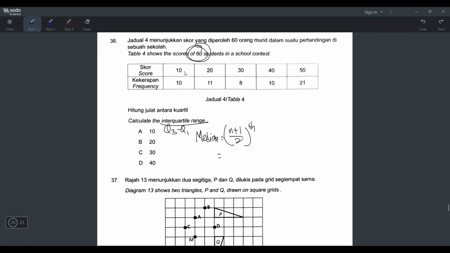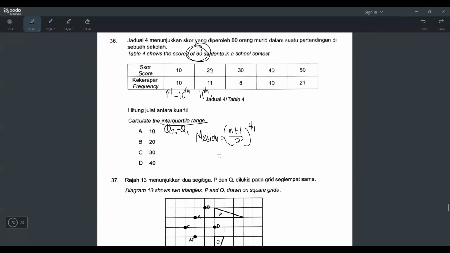So what's the meaning of score 10, frequency 10? It means the first 10 numbers are 10, 10 kali. Right? Frequency is like berapa kali dia muncul. So it means from the first number until the 10th number, they are all 10. And starting from the 11th number, the 11th number is 20. What about the 12th number? It is 20 also.